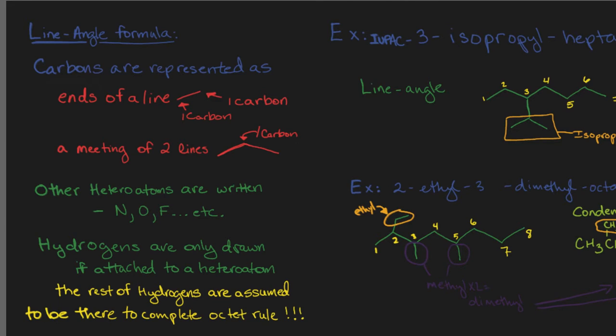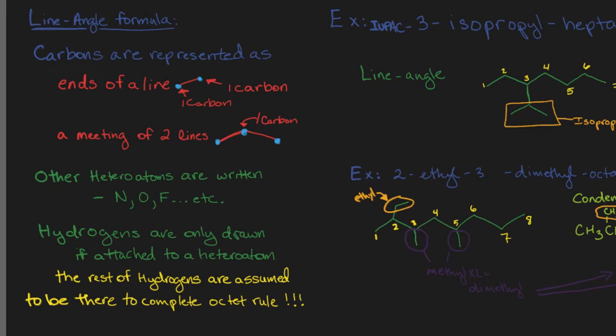So here would be one carbon, and here would be another carbon. A corner where two lines meet also is a carbon. So in this little stick figure, we got one, another one there, and a third one there. Okay?